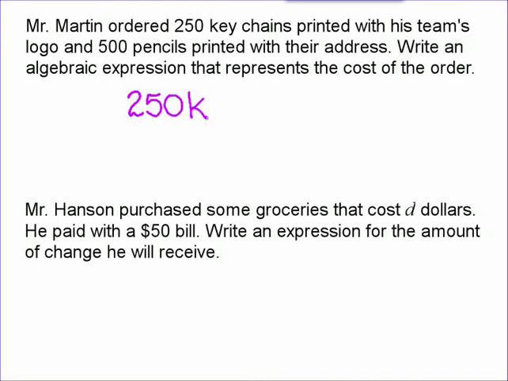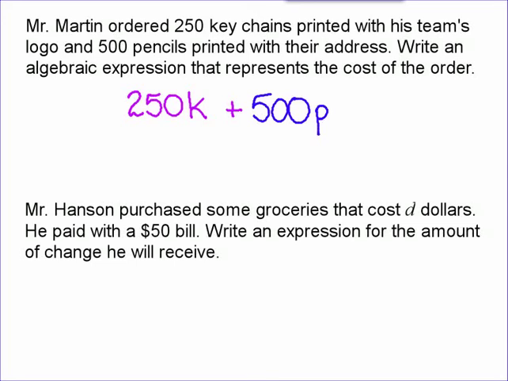Yeah, keychain. That way it's a little easier to remember if you pick a letter from the keyword there. So 250K, K represents the cost of the keychain. So 250 times the cost of each one will be that. Plus, what do you think I'm going to do with the 500 pencils? 500p, very good. And then that would be the cost of the order. 250K plus 500p.